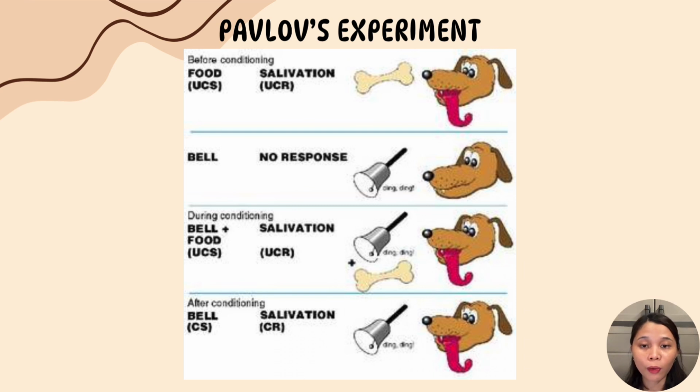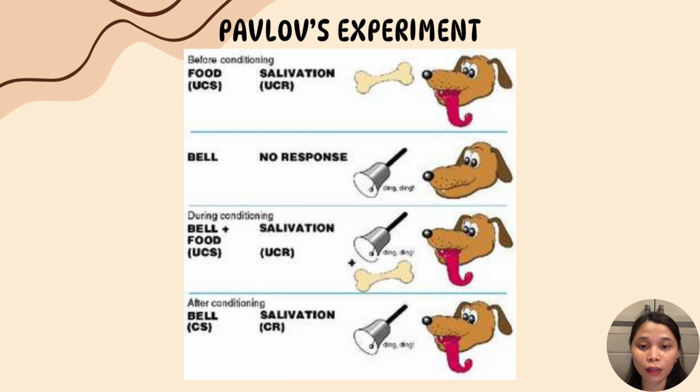presented. To summarize, first, before conditioning, food is the US, which causes salivation, the UR, while the bell or the NS does not cause salivation. Next, during conditioning, the bell, the NS, is paired with food, the US, several times. After conditioning, the bell alone, the CS, causes salivation, the CR, even though food is no longer presented.